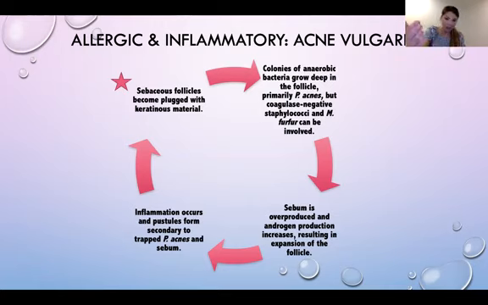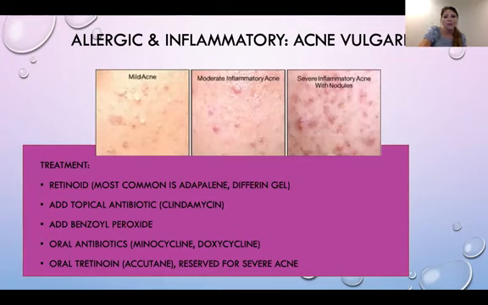Then inflammation occurs, pustules form, secondary to the trapped bacteria. And it's just this cycle over and over again. So you may pop it and it may open up, then the same cycle just keeps happening, these sebaceous follicles becoming plugged. These are some pictures that you can look at to go off of to categorize the acne that you're seeing: mild, moderate, inflammatory, or severe inflammatory.